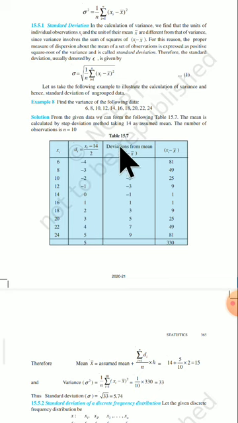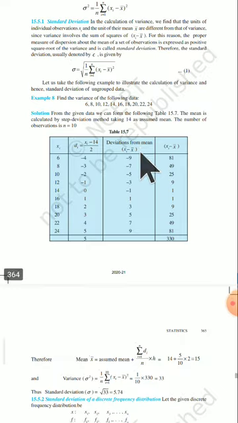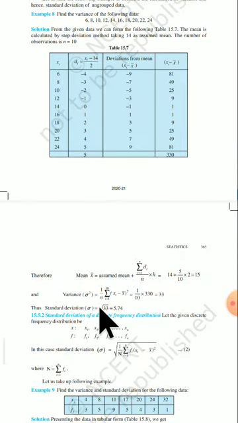Next, deviation from the mean. To find this, first we have to calculate the value of x bar. So x bar equals assumed mean a plus summation of di divided by n, into h. So next, 14 plus summation of di, that is 5, divided by n, the number of observations, that is 10, into h, the width, that is 2. So we will get x bar equal to 15.